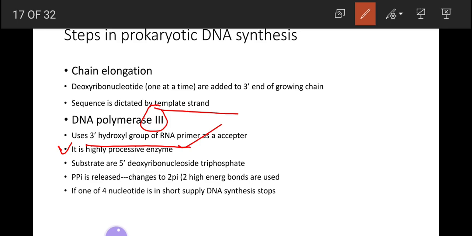This processivity is due to the beta subunit of the enzyme, which serves as a sliding DNA clamp, right? And this clamp then moves along the DNA strand and goes on, starts and then continues synthesizing the DNA strands.